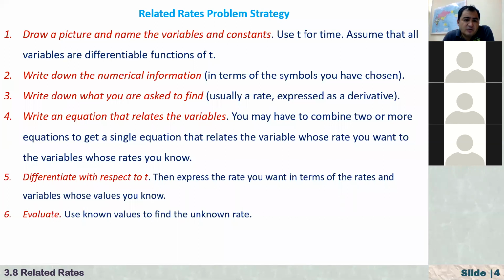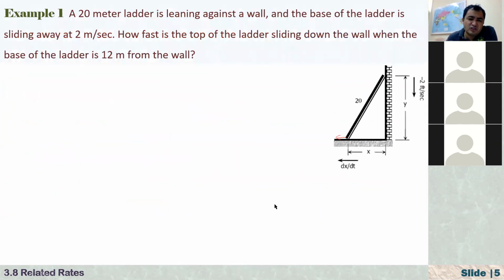Write an equation that relates the variables. You may have to combine two or more equations to get a single equation that relates the variable whose rate you want with the variables whose rates you know. Then differentiate with respect to time, because a lot of problems are dependent on time, so t will be the independent variable and the others are dependent variables. After that, evaluate: use known values to find the unknown rate. These are just suggestions, and as you practice more questions, you will learn how to solve these kinds of problems.